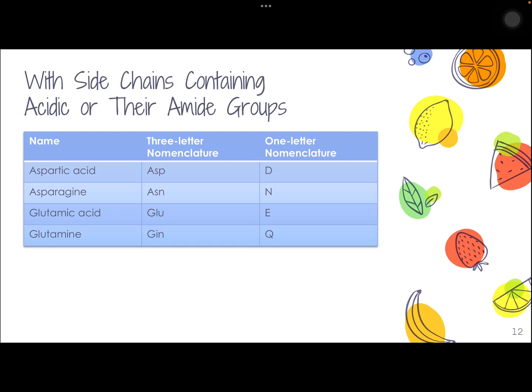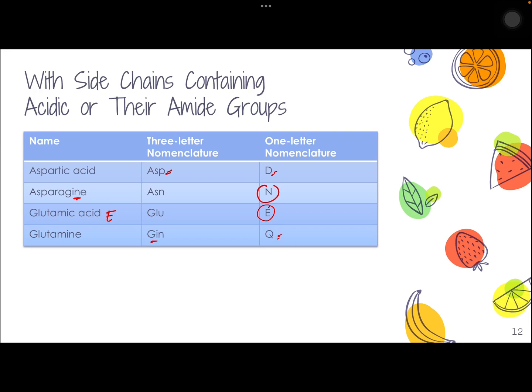Next, we have aspartic acid or aspartate, whose three-letter nomenclature is ASP and one-letter nomenclature is D. Next is asparagine. You just have to remember asparagine with the letter N at the end, so its one-letter nomenclature is N. Glutamic acid, one-letter nomenclature is E. And glutamine, its three-letter nomenclature is GLN, and its one-letter nomenclature is Q.